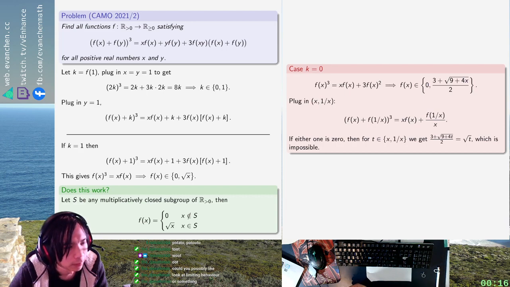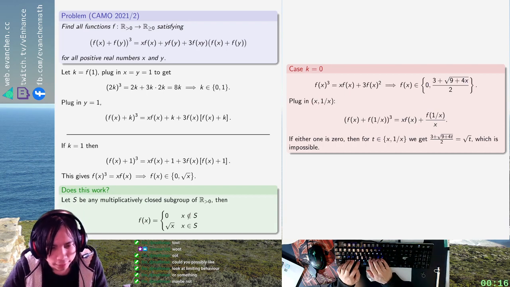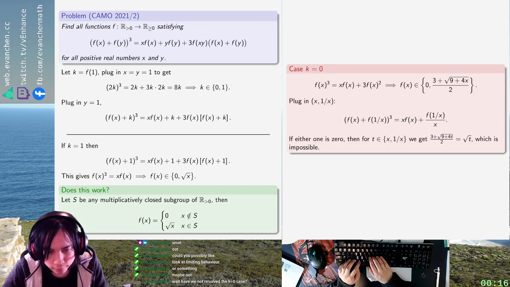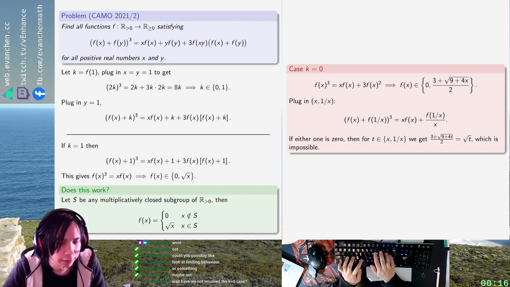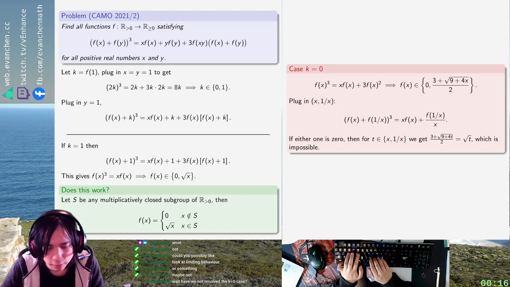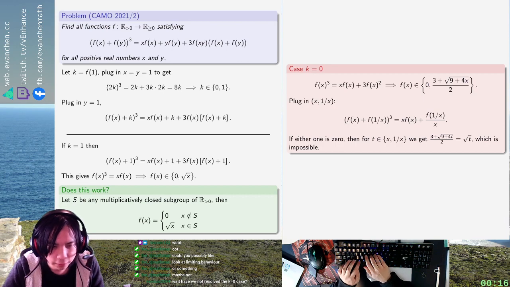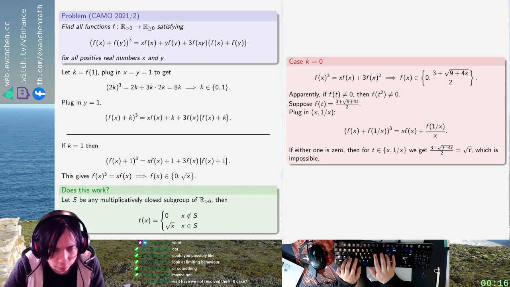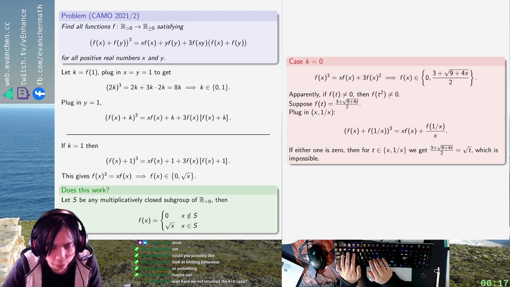Look at limiting behavior. So, suppose I have an x. Honestly, this could work, right? So apparently, if f of x is non-zero, then f of x squared is not zero as well. So suppose there's a t such that this is true. Then it's true for f of t to the 2 to the n, which is like 3 plus square root 9 plus 4t to the 2 to the n.